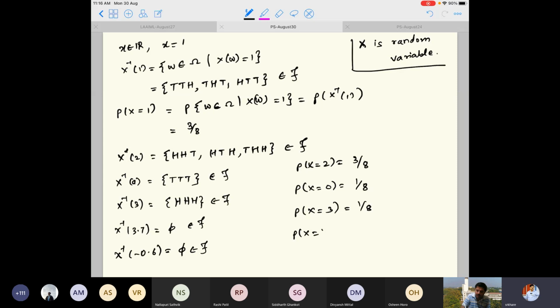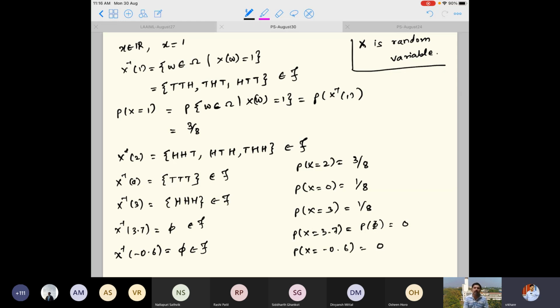And what is the probability of X equal to 3.7? That probability is basically the probability of the empty set, right? The probability of the empty set is 0. So that is also already known. For minus 0.6, this probability is also 0. So that is how the probability assignment is happening, and that is how you start working with random variables. So this is one simple example of a random variable.